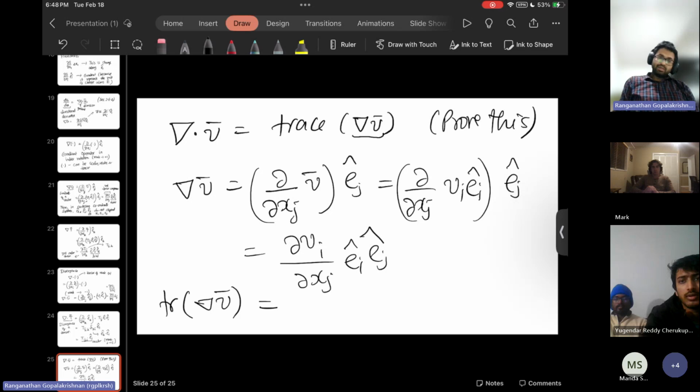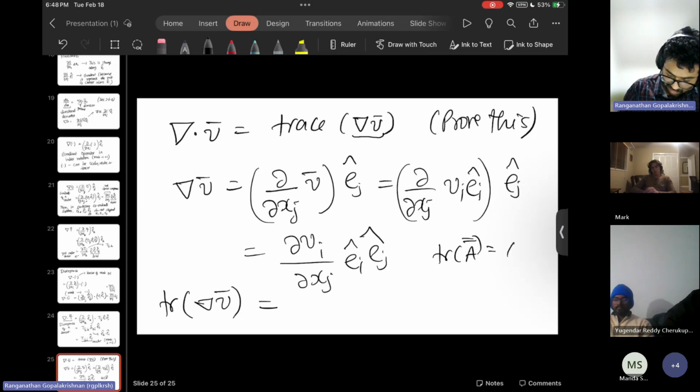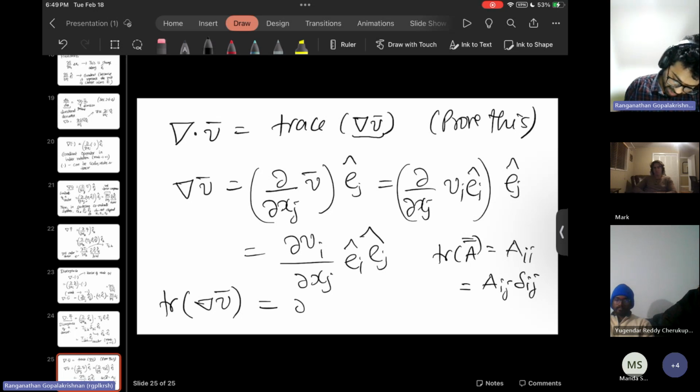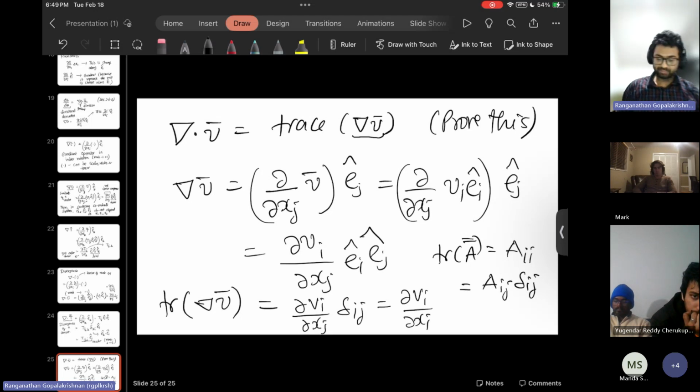It is the sum of the diagonal elements. That is, if you have a trace of a tensor A, it is nothing but A_ii. That is like saying A_ij multiplied by delta_ij. So I have trace of grad V, which is like saying partial V_i over partial x_j multiplied by delta_ij. So this is partial V_i over partial x_i. Right? And this is nothing but del dot V.